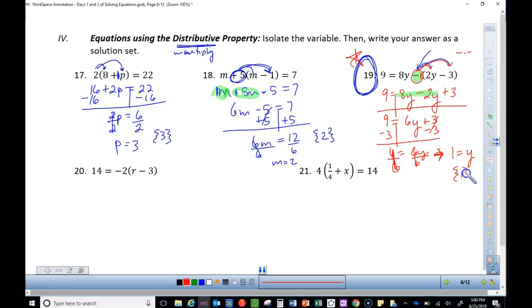So the solution is 1. Because 1y, we usually leave invisible. But we need something on this side. So 6 divided by 6 makes a nice 1. Okay, so this one's not too bad.